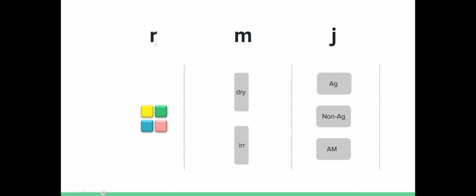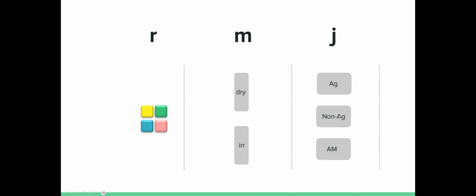Each pixel can be either an agricultural pixel or a non-agricultural land pixel, or the pixel can have an agricultural management status. In Luto's notation, we use R to represent each pixel, M to represent the water supply, dry land or irrigated land, and we use the little j to represent the land use status.